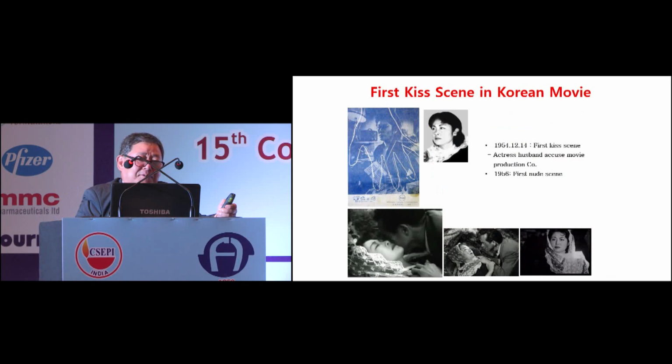In Korea, there is also something very interesting about kiss scenes in movies. The first kiss scene was made in 1954, just after the Korean War. At that time, the actress's husband, of course, asked the movie production company to show the kiss scene of his wife in this scene. And in 1956 the first nude scene was made in a Korean movie.